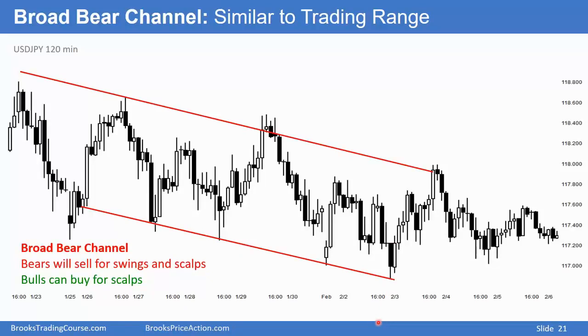They can buy reversals up, they can buy prior lows and look for scalps. It's a bear channel, so it's a bear trend. Bears will definitely sell as well. They'll sell for swings or for scalps. Again, all channels are trends. All bear channels are bear trends. And the broader the channel is, the weaker it is, and the more it's similar to a trading range.